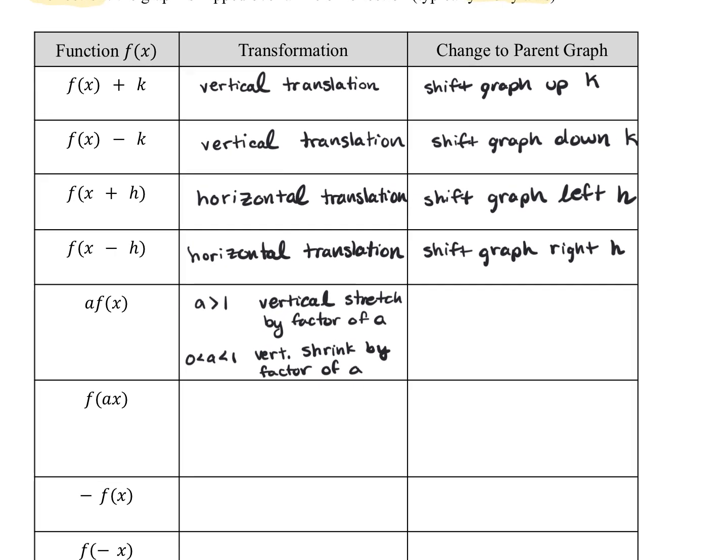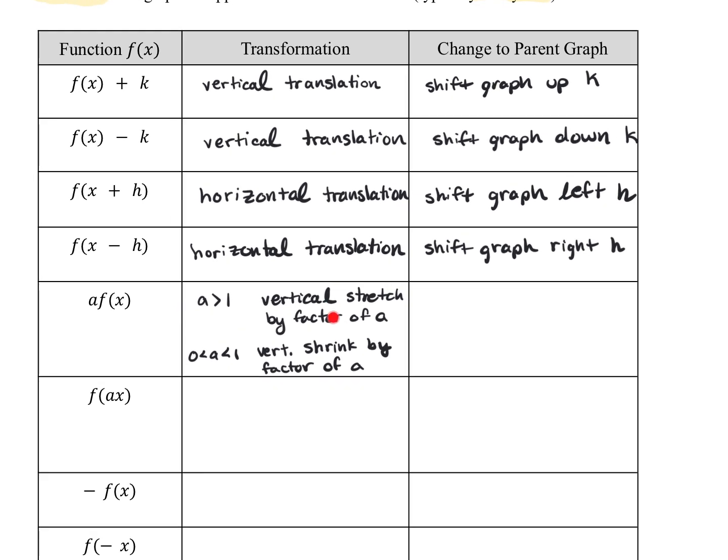Now, graphically, or the change to the parent function graph, when we have a vertical stretch, it usually makes your graph look a little bit narrower or skinnier because it's growing taller faster. And when you have a vertical shrink, it makes your graph look a little bit wider or fatter because it is not growing vertically as fast. Sometimes it's hard to tell with this transformation, but it depends on the type of function how obvious it is.